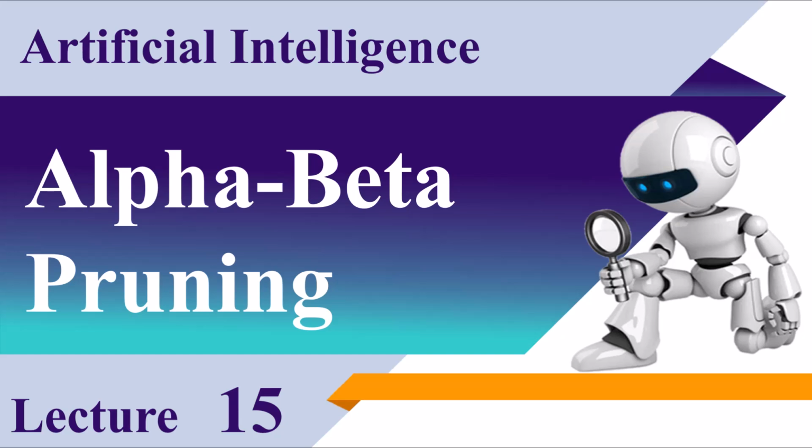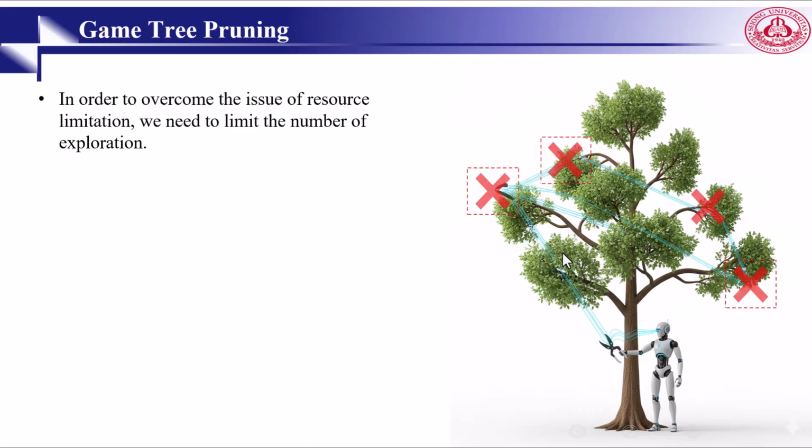Welcome to a new lecture on artificial intelligence. Today we're gonna study the alpha-beta pruning algorithm. In the previous lecture, we studied the Minimax algorithm. There was an issue that we called resource limitation. So here we are going to study one algorithm in order to tackle the issue of resource limitation.